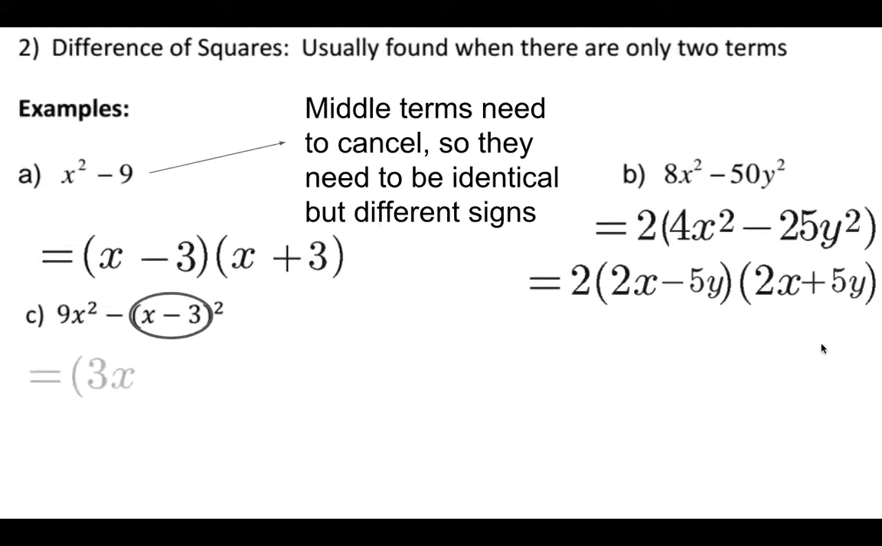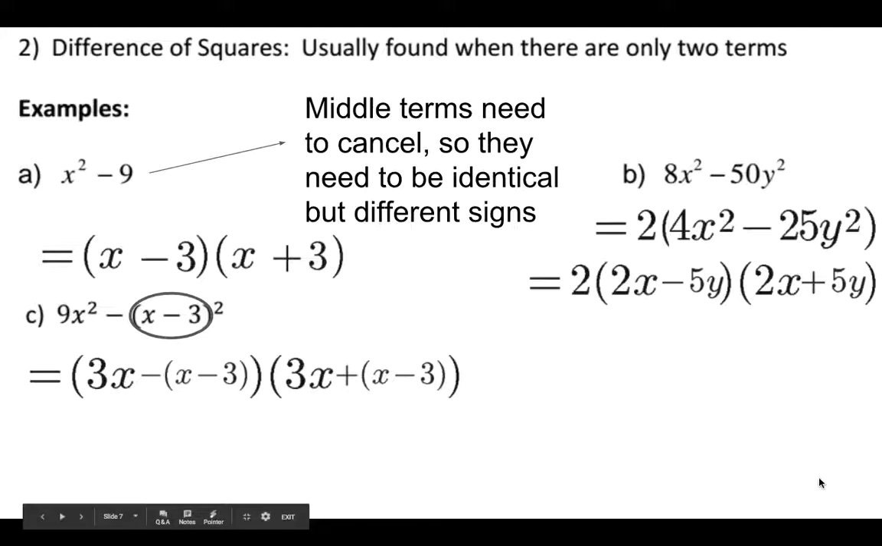The last one, we actually look at the x minus 3 as the square part. And so we do 3x and 3x to get the 9x squared. But then we do minus (x minus 3). So (x minus 3) times (x minus 3) gives you the (x minus 3) squared. One's a minus, one's a plus. Then we just combine like terms inside the bracket.